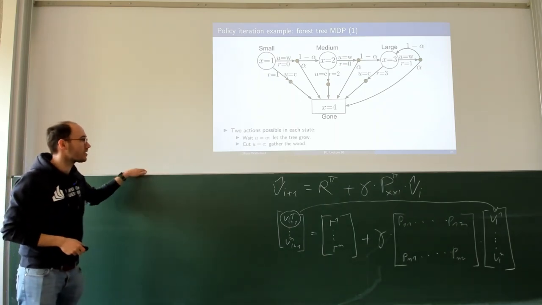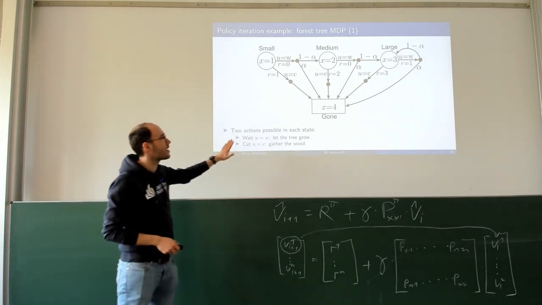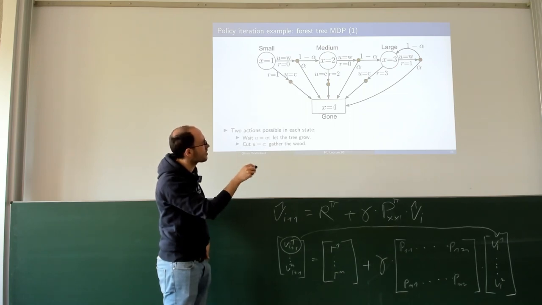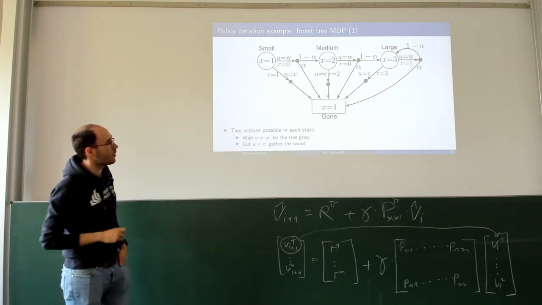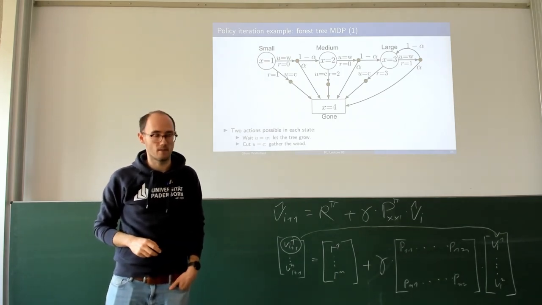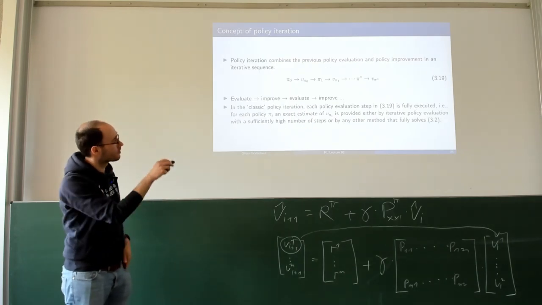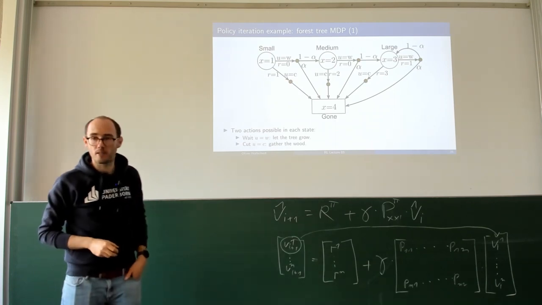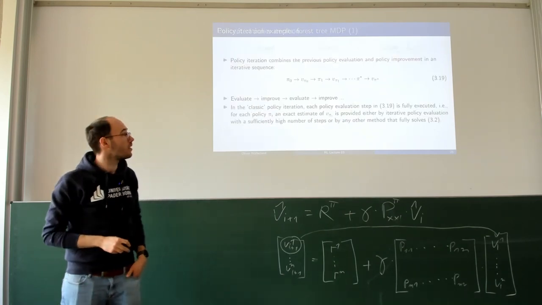OK. But let's do this for our forest tree MDP. So we are in our setting from last week. No changes here. We have our four states again. Small, medium, large trees. No trees at all. And again, in any of these three states, we have our two decisions to cut down or to wait in the hope that the forests will grow. And now using policy iteration, evaluation, improvement, we are going to find an optimal policy in this MDP again, but now in this, let's say, very structured way, right?